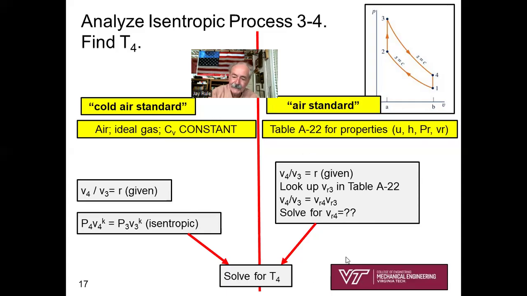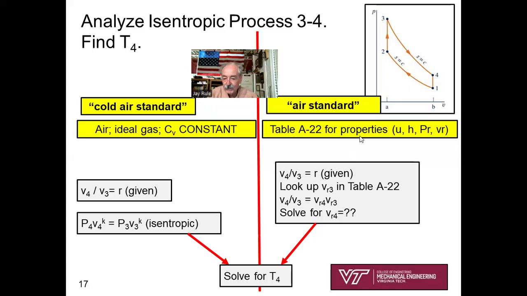So we need T4, and we need T4 in order to get U4 for our first law, because we've already found U3. All right, so let's see. We've got v4 over v3. Little v4 over little v3 is r. Look at that, so that's the compression ratio.